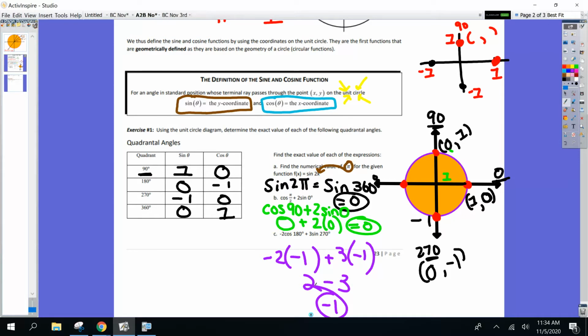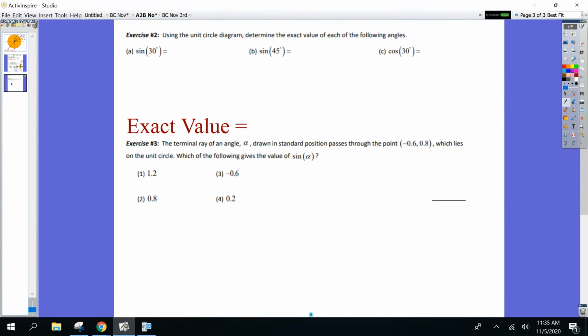You guys got some power now. All you need to know is the point at that degree measure, and you know the x is the cosine and the sine is the y. We just did it for 90, 180, and 270. What do you say we do it for 30, 45, and 60 instead?